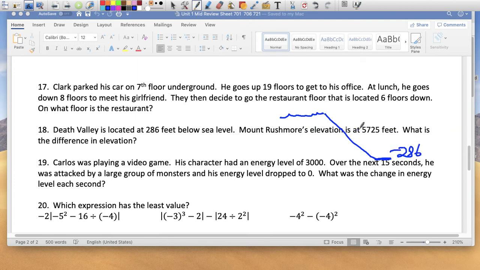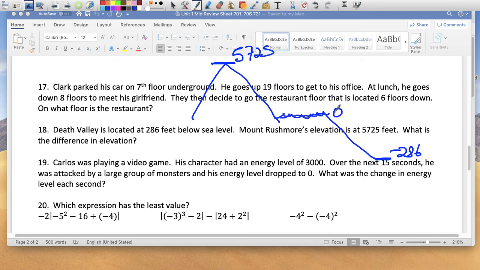Mount Rushmore's elevation is 5,725. So here's a mountain, with all the presidents. And that's the top. It's 5,725, the very top. What is the difference in elevation? And again, here is 0.